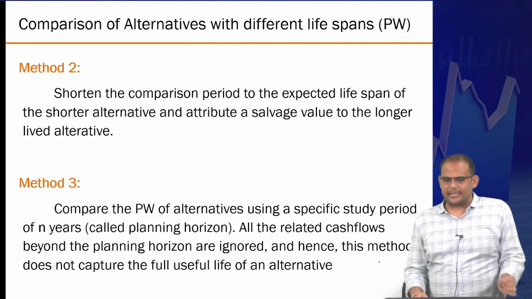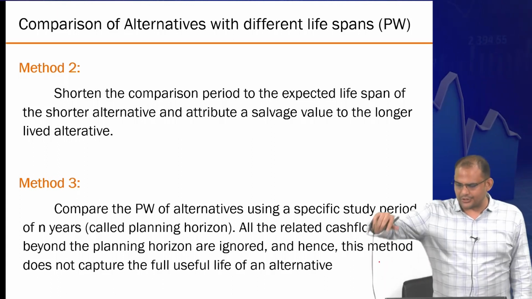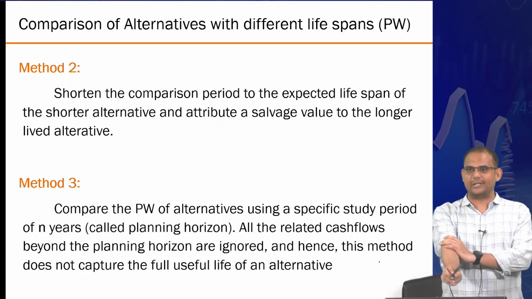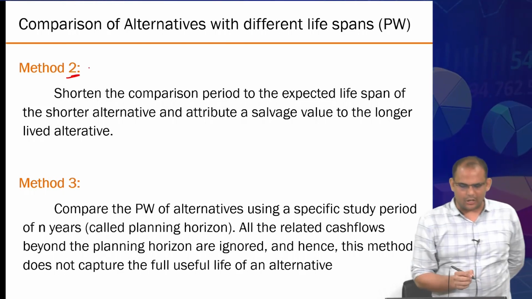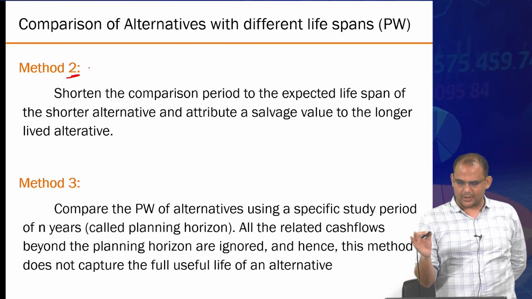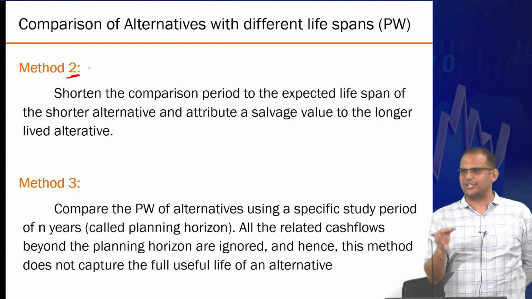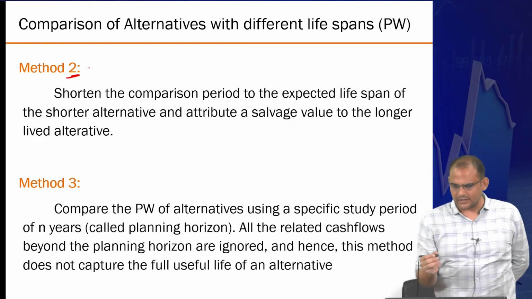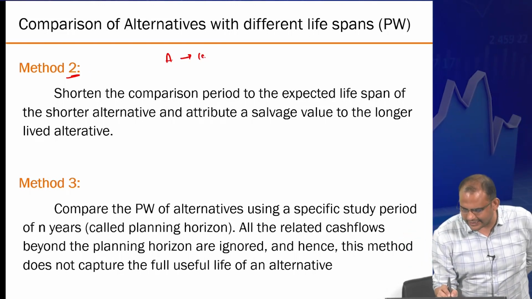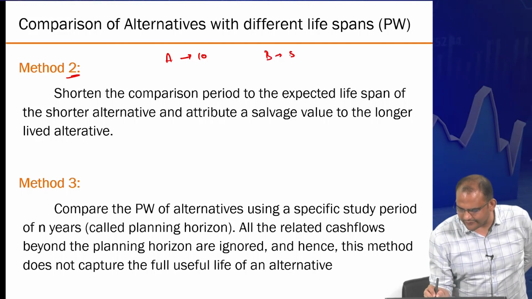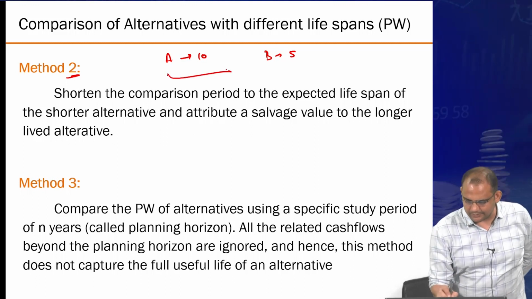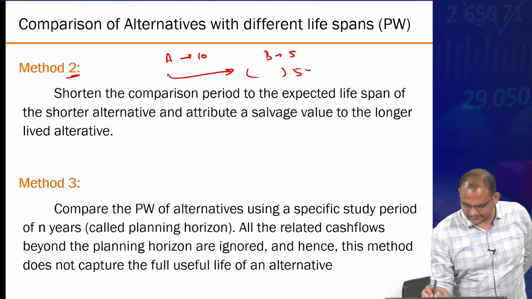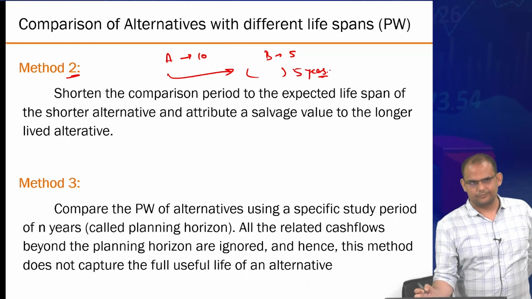Alright. Then there are 2 other methods also for how to deal with alternatives with different service lives. So method 2 is you shorten the comparison period to the expected lifespan of the shorter alternative. So let's say A was of 10 years, B was of 5 years. So instead of taking the LCM, you actually bring A to 5 years. How?